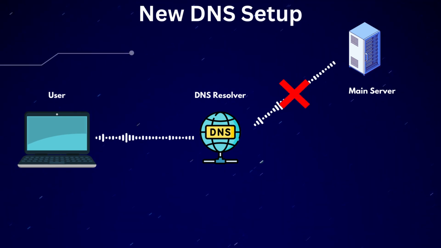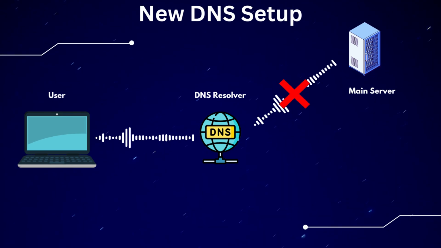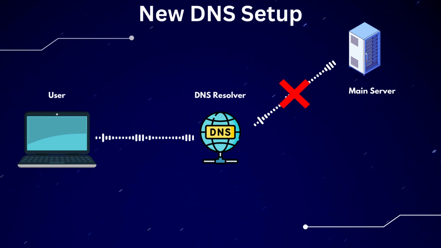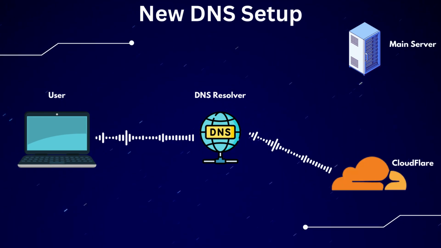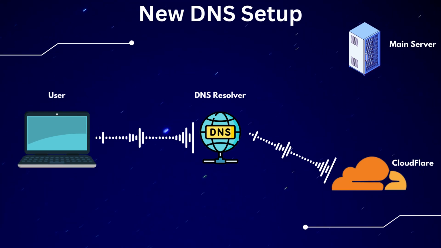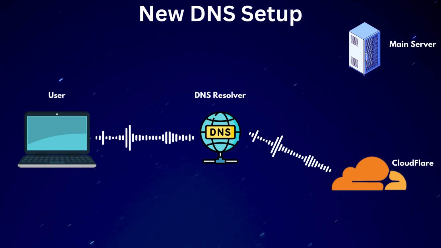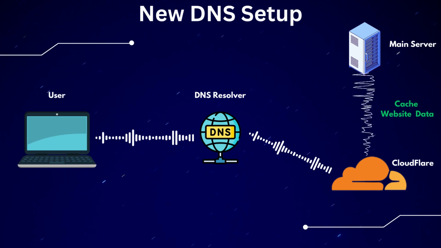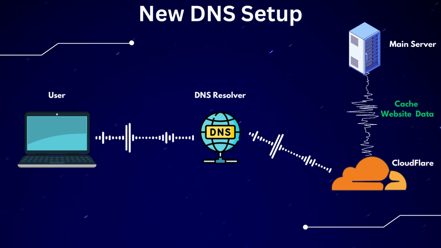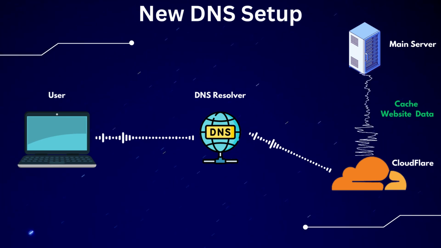To make your website faster with Cloudflare, you'll need to update these addresses. Instead of your old address, you'll give the post office, your DNS provider, your new address, which is Cloudflare. They'll then send all your internet traffic on Cloudflare. Now, it's the responsibility of Cloudflare to cache all your website content and make the website faster.